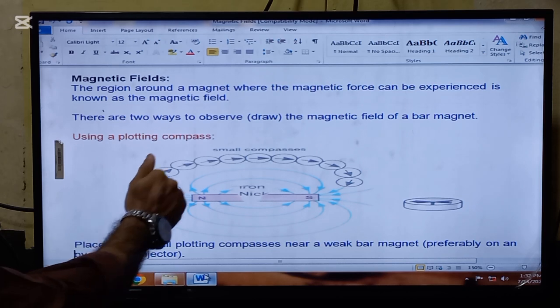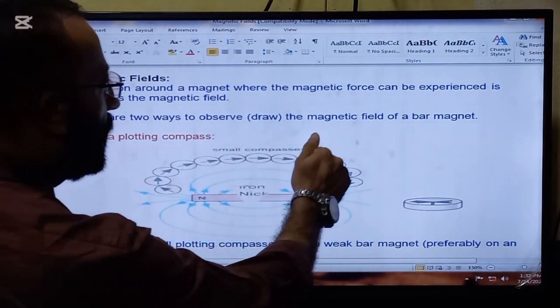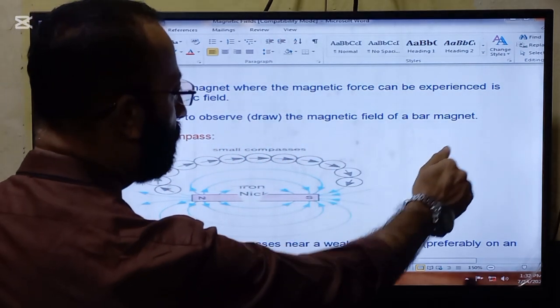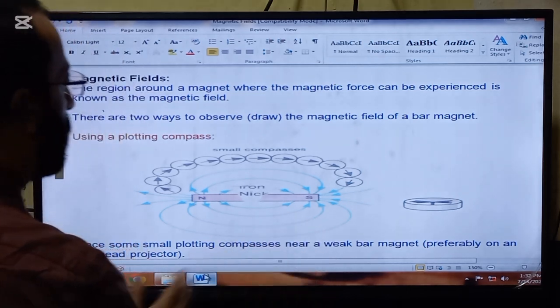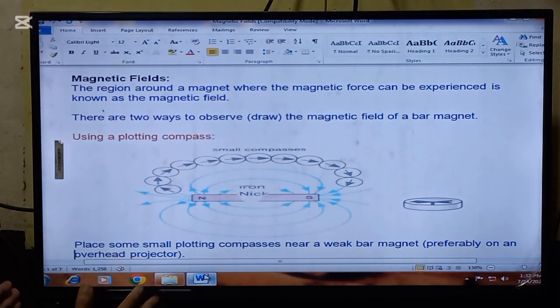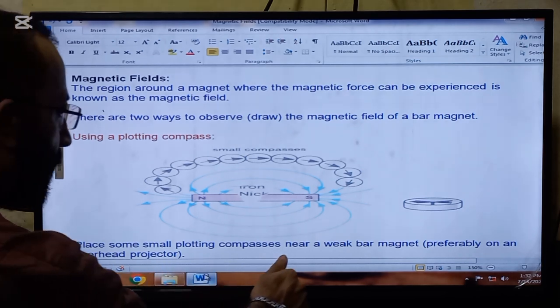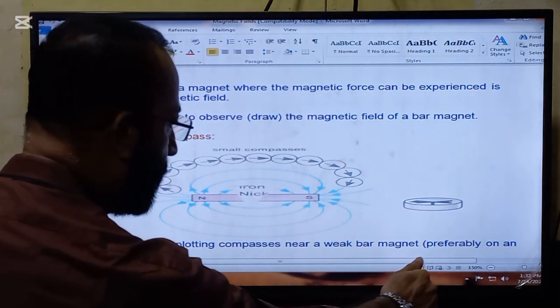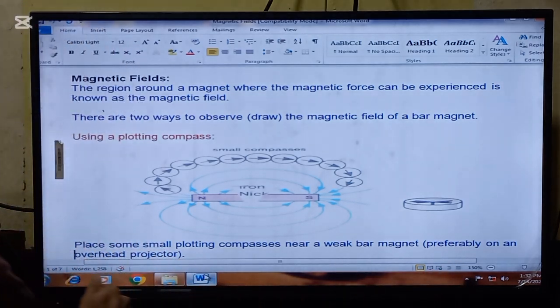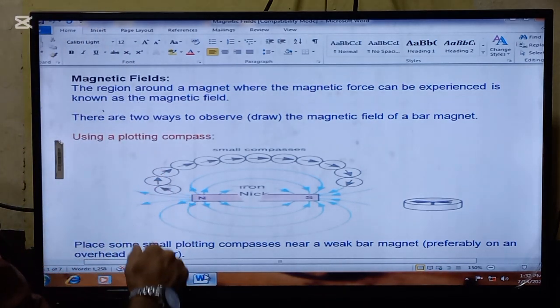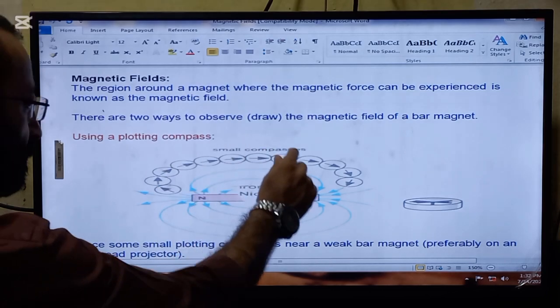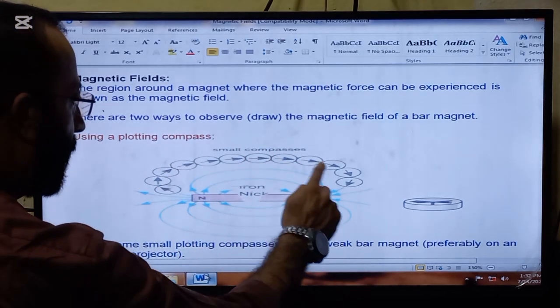There are two ways to observe or draw the magnetic field of a bar magnet. So this is a very important question. Concentrate yourself. Using a plotting compass, place some small plotting compasses near a weak bar magnet, preferably on an overhead projector. So look now, some small plotting compasses will be placed near a bar magnet.